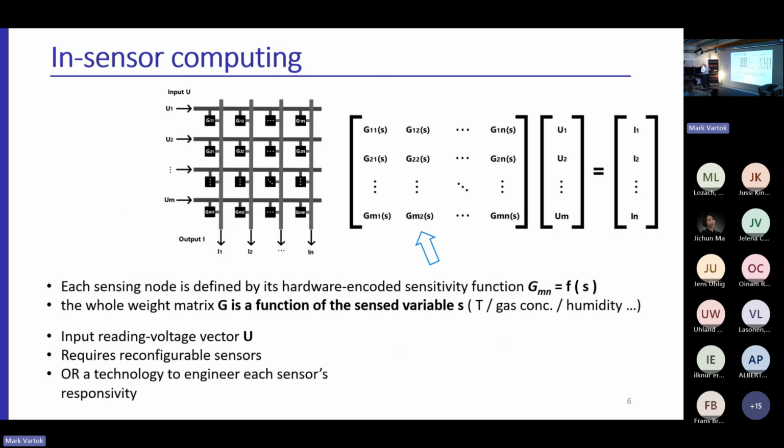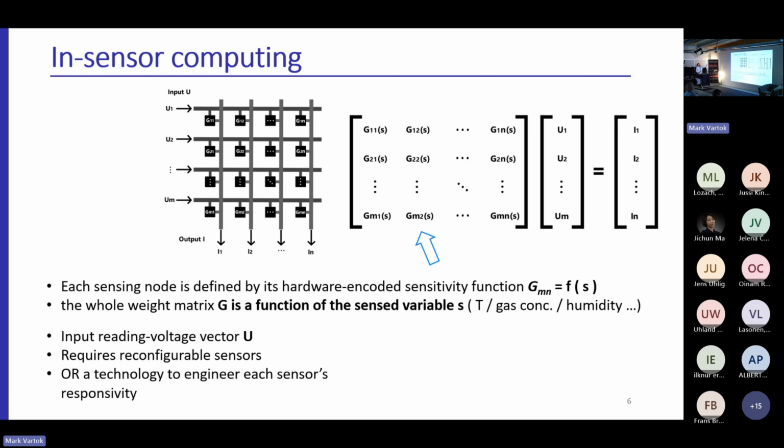In in-sensor computing, instead of just a programmable memristor, we are using a sensor. On each node, there is one sensor, and this sensor is sensitive to some outside variable, let's say temperature or gas concentration. And this is not interesting if all the sensors are the same. But if you can program every sensor, either as a memristive sensor, which usually doesn't work very well, or if you can program every sensor in a hardware way to have a different sensitivity function, then basically you get the outputs which give you what you want.